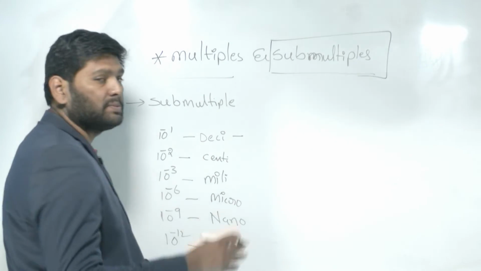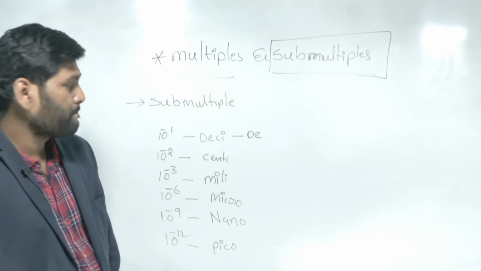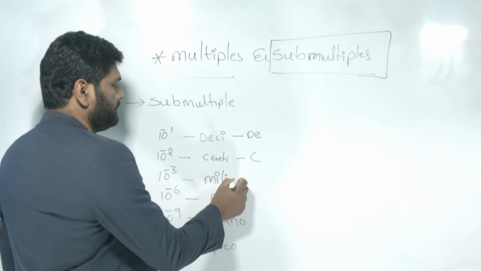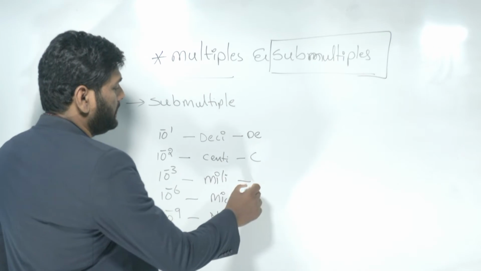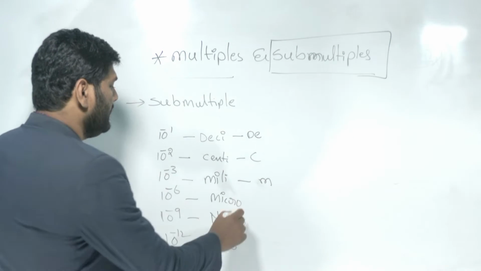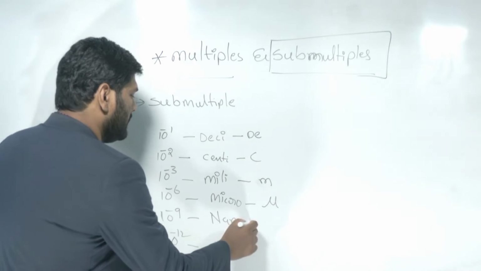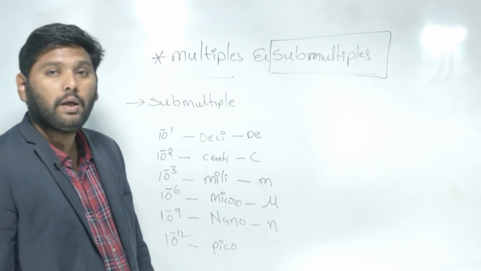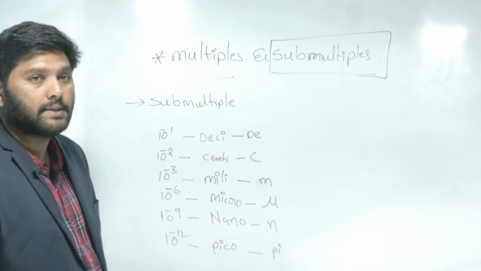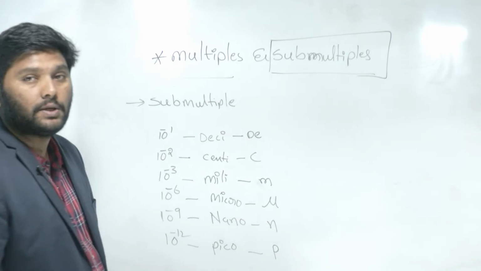But how do you express them? Deci means d. Centi means c. Milli means small m. For micro, we have the symbol mu. Nano is simply small n, and pico is small p.